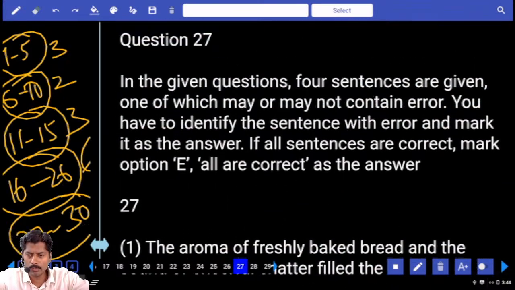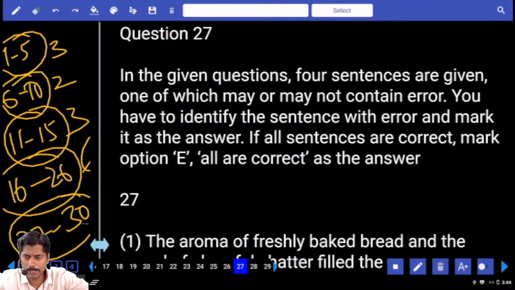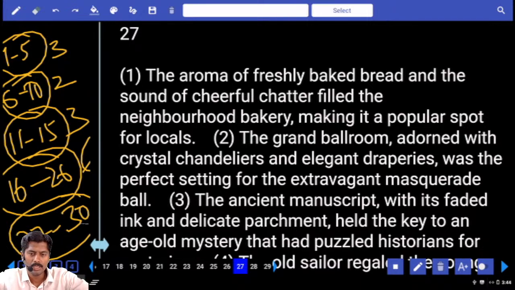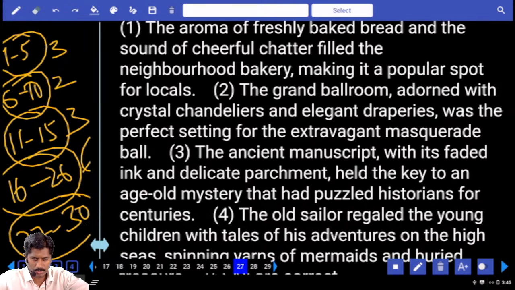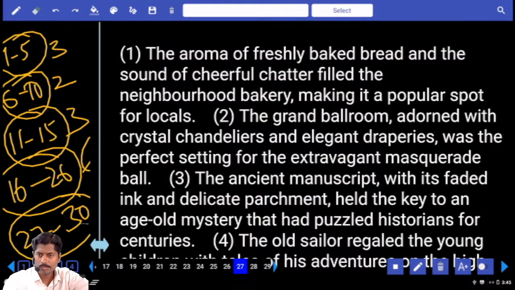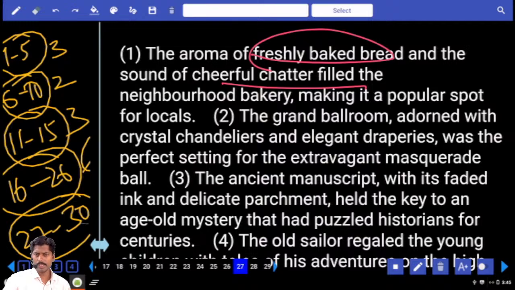Now we need to find out which sentence is grammatically wrong. You have to identify the sentence with error. Where is the error we need to identify? The aroma of freshly baked bread and the sound of cheerful chatter filled the neighborhood bakery, making it a popular spot for locals. Maybe okay. Freshly baked bread, sound of cheerful chatter filled the neighborhood bakery, making it popular, all correct.